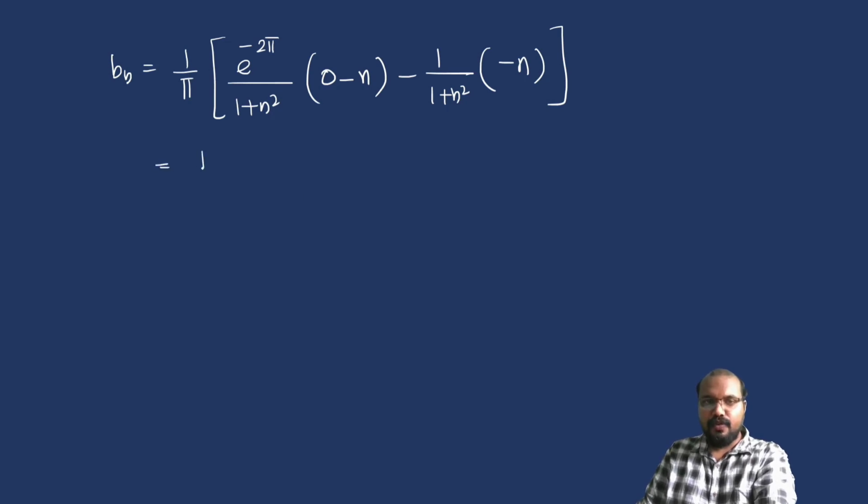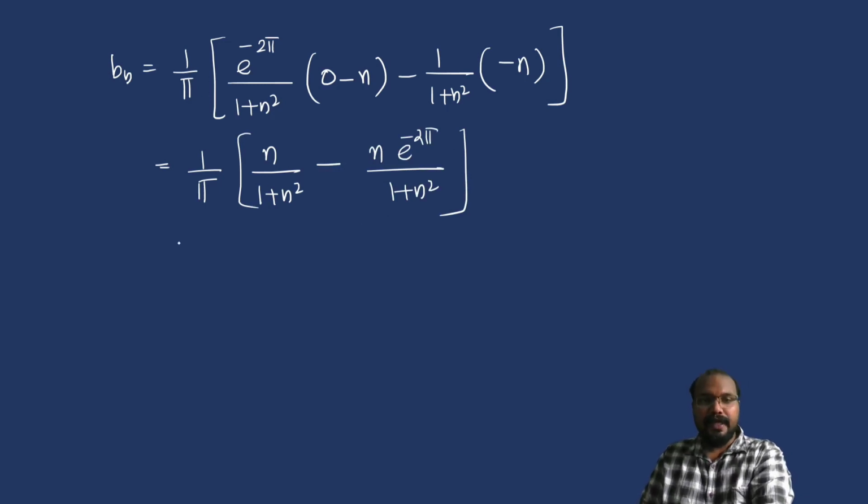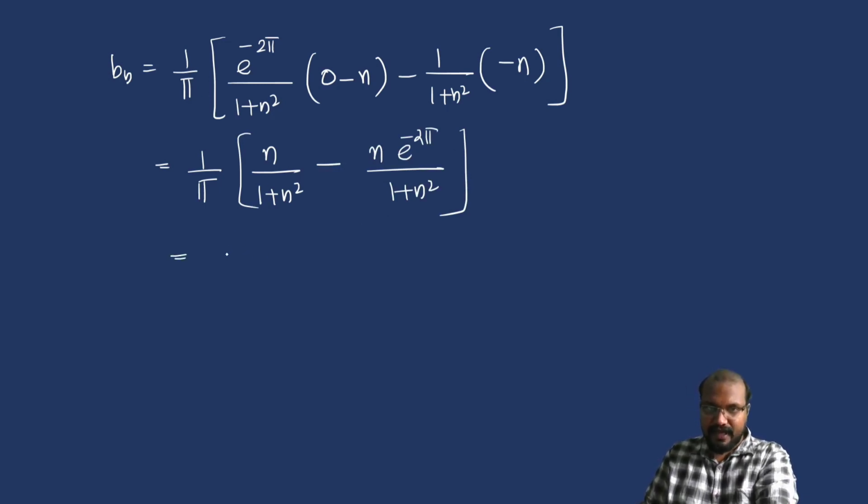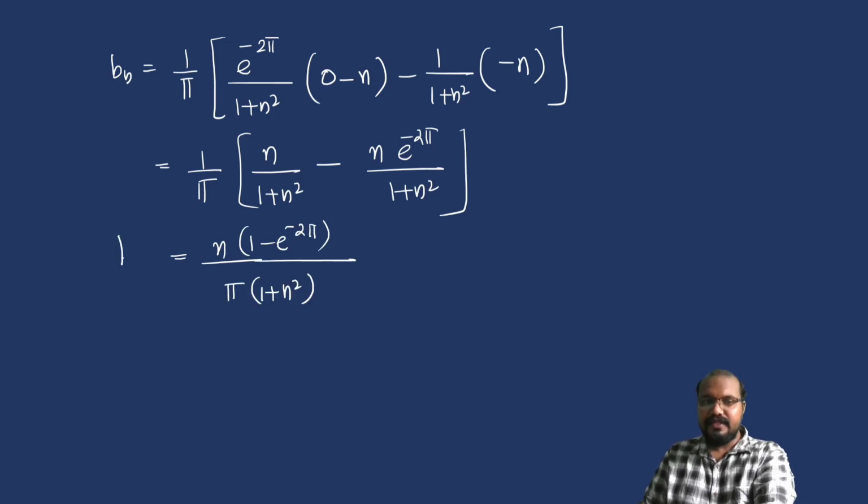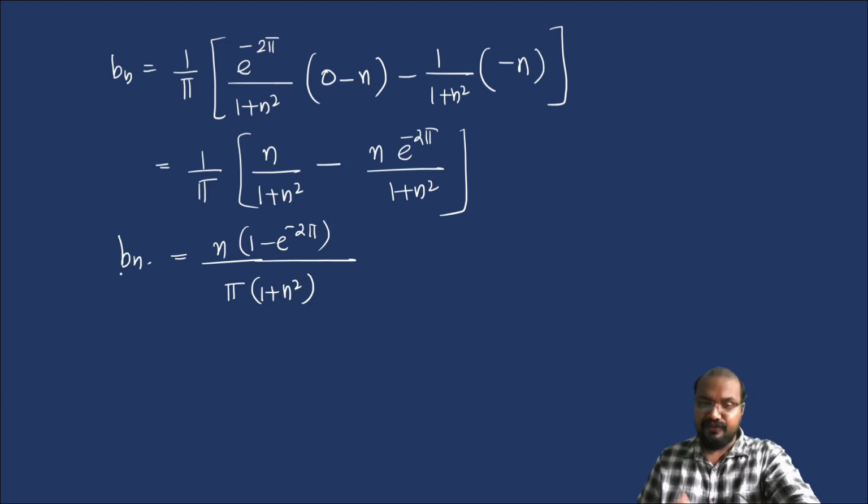Now this is equal to 1 by pi. We can have a positive value n by 1 plus n square minus n e raised to minus 2 pi by 1 plus n square. This will be the value of bn. We can simply write this as n into 1 minus e raised to minus 2 pi divided by pi into 1 plus n square. This is bn. Now we'll combine all these in the f of x formula, the Fourier series expansion.